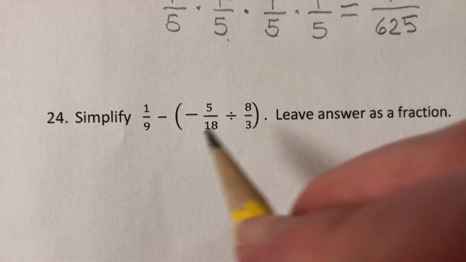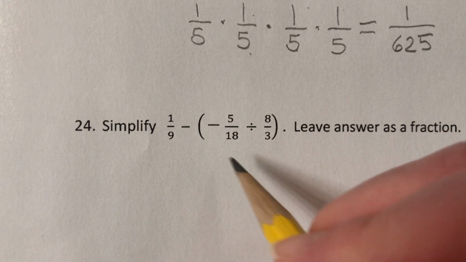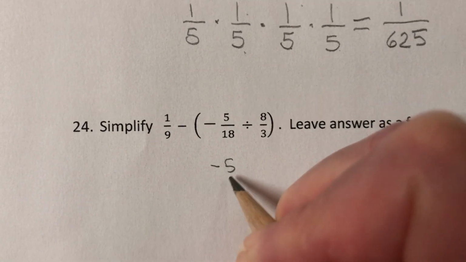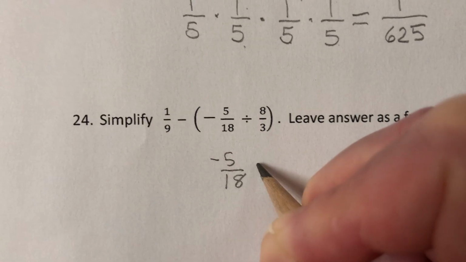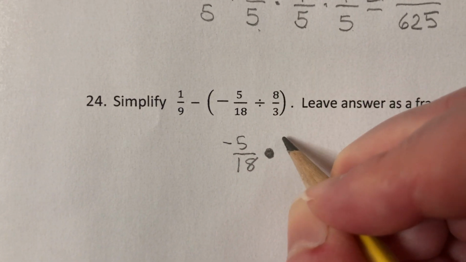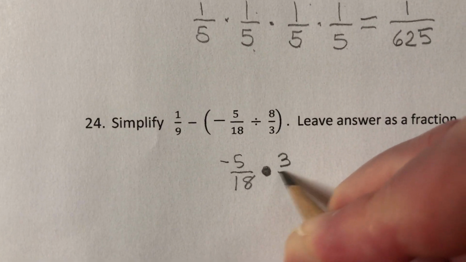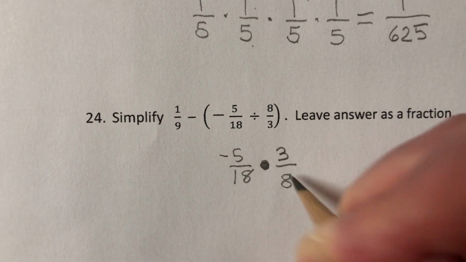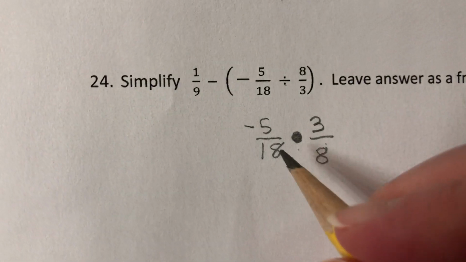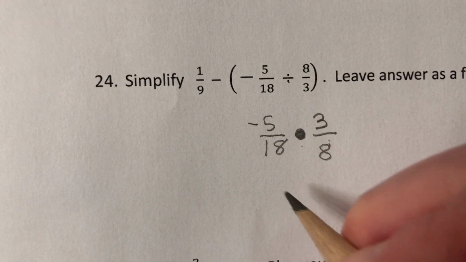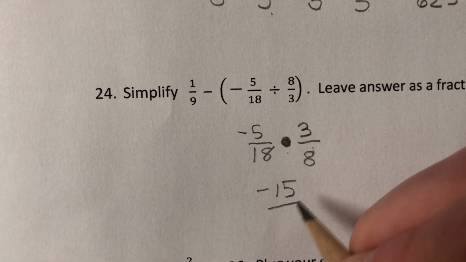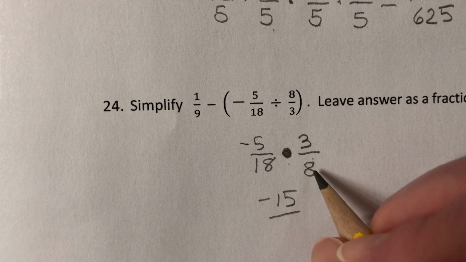Simplify and leave the answer as a fraction. So order of operations tells me to do what's in parentheses first. And I cannot divide fractions. Instead, I need to change the division to multiplication by the reciprocal, because multiplication and division are what we call inverse operations. So I take the inverse of this and I take the inverse of this. So this is going to be negative 15 over, and 18 times 8.